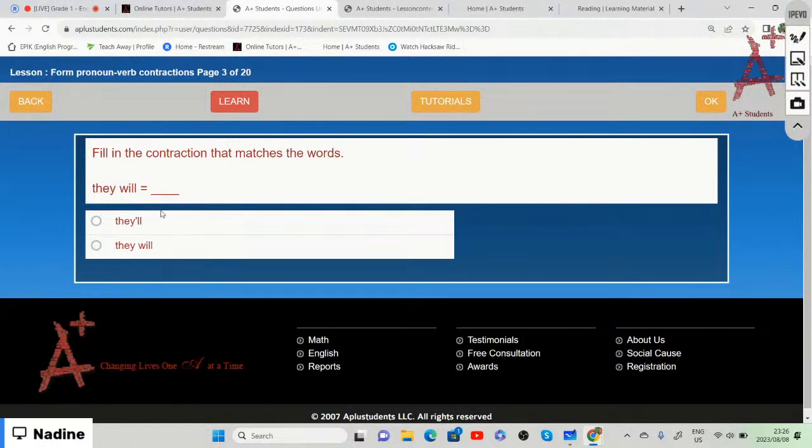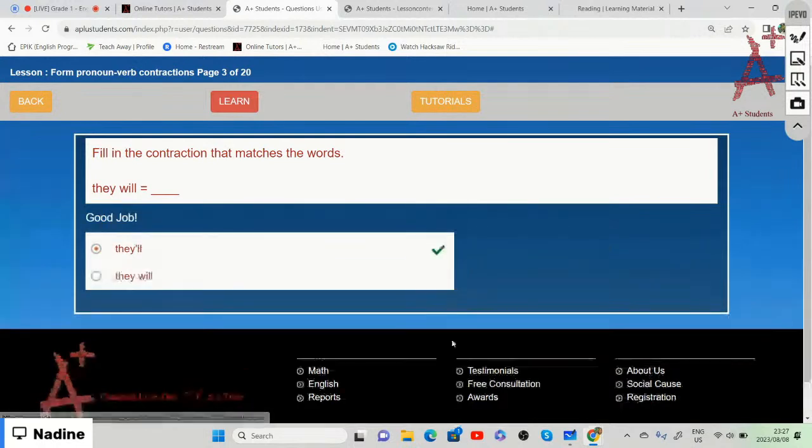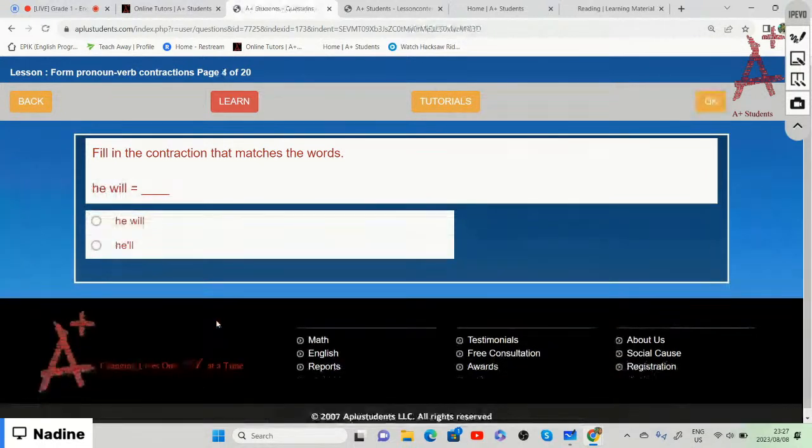All right, so if we find the contractions that match the words, then we can say they will is they'll, because remember, they will, the second option, is not shortened. So the shortened form, or the contraction, is they'll, apostrophe double L. He will: is it the first option, which is he will, or he'll, which is he apostrophe double L?